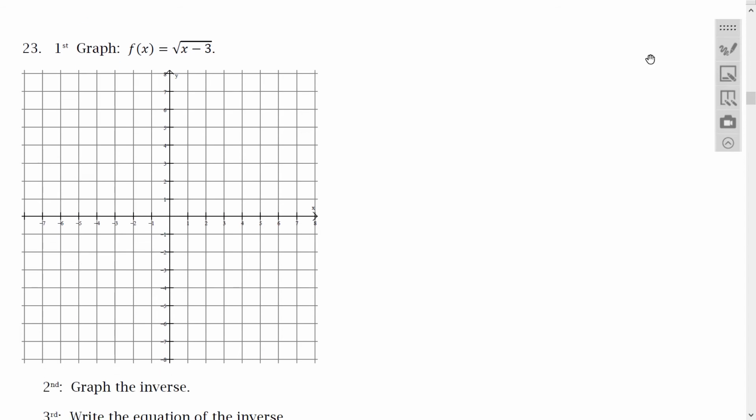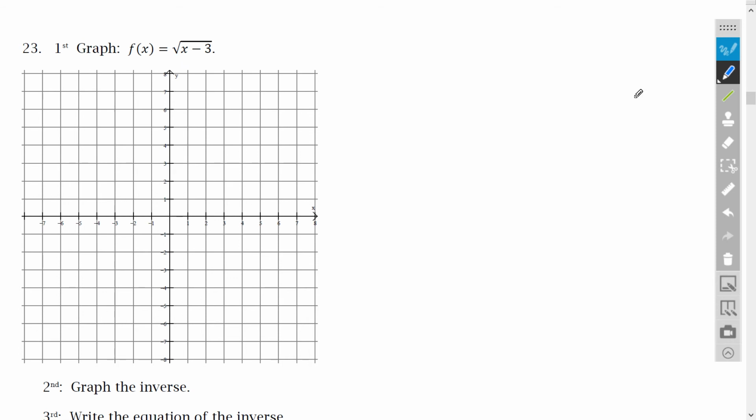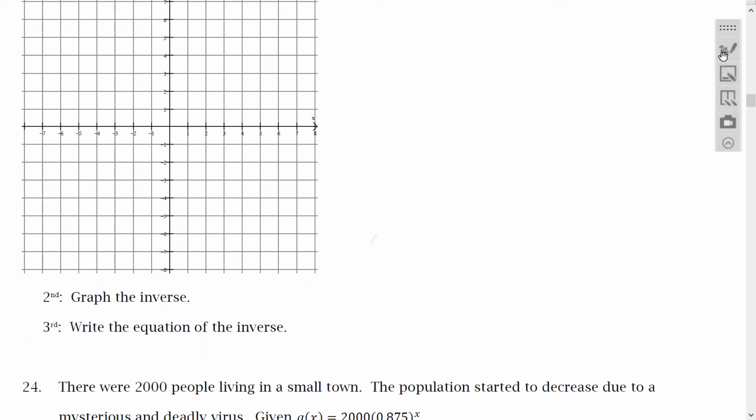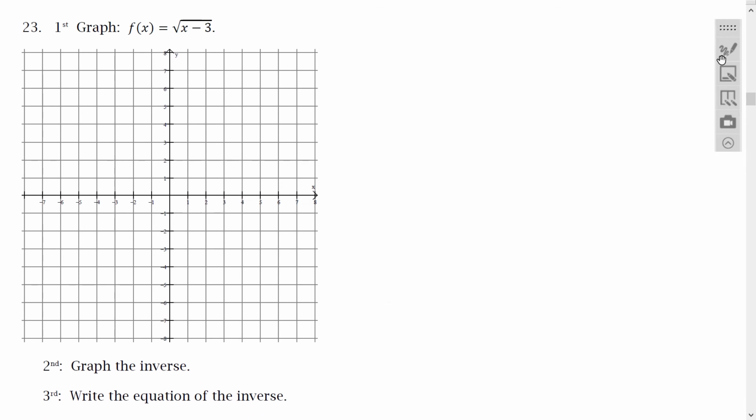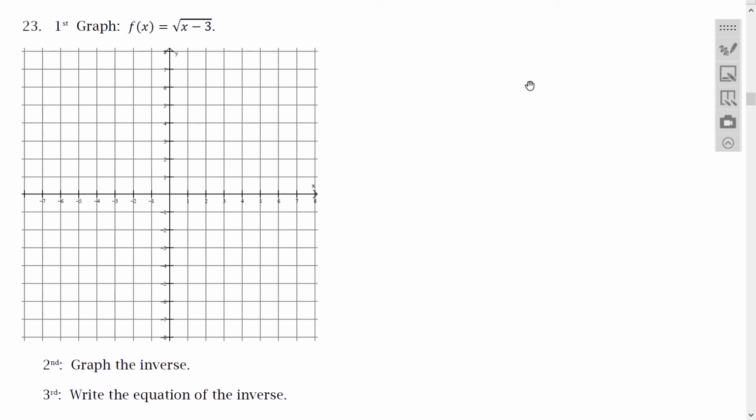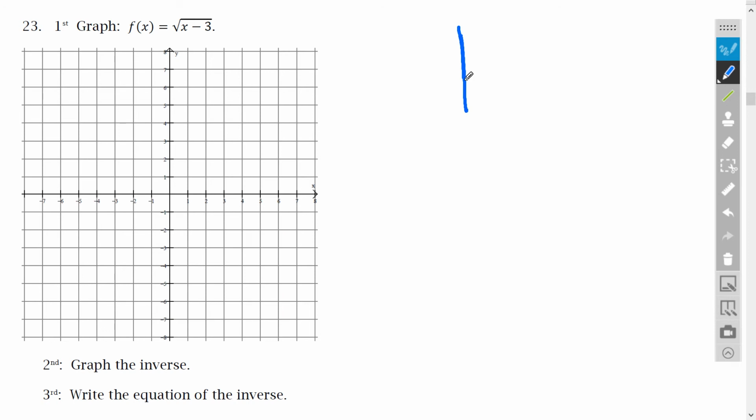Okay, so graph the square root of x minus 3. Okay, so the square root of x minus 3, I'm going to use a table.